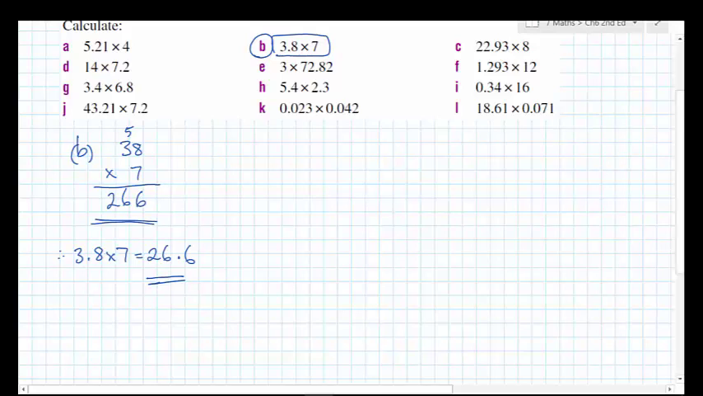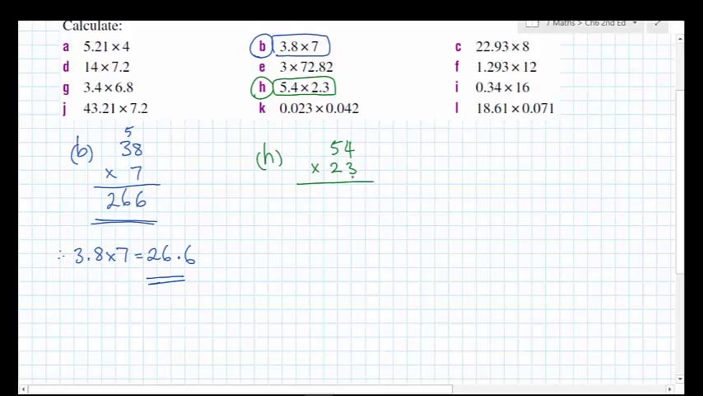Okay, so let's have a look at H in this question. When we look at H, I have 5.4 times 2.3. So again, we ignore any decimal places that are there, and we just simply have 54 times 23. And we go through our normal multiplication process.